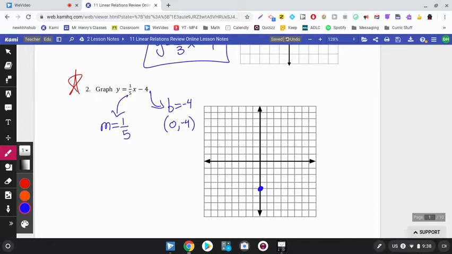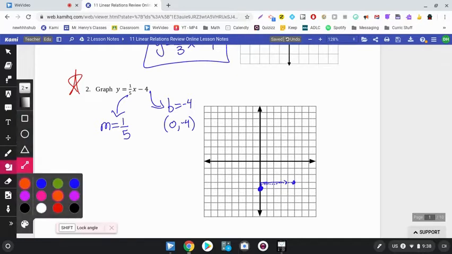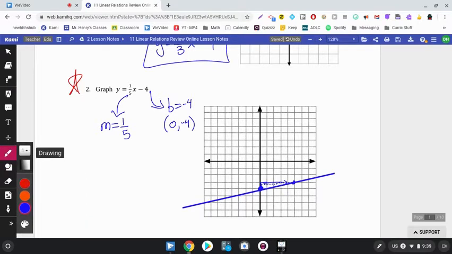So I can count the slope. Rise of 1, up 1, over 5: 1, 2, 3, 4, 5. Up and over. Okay? And then get out your ruler, get out a straight edge or whatever, and connect those 2 points. And then I put arrows on both sides. Okay? So whatever form of equation I give you is going to tell you something. There's going to be information. In this case, it told me the slope and it told me the intercept.